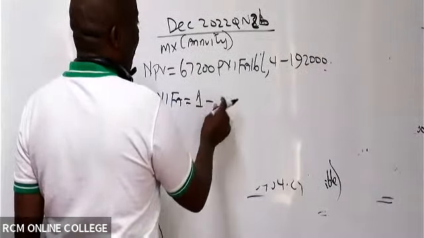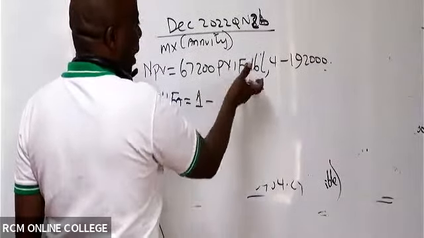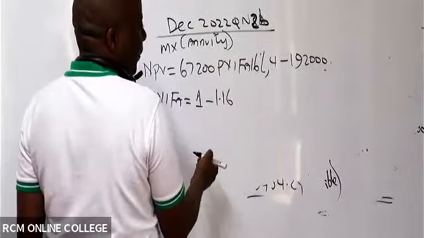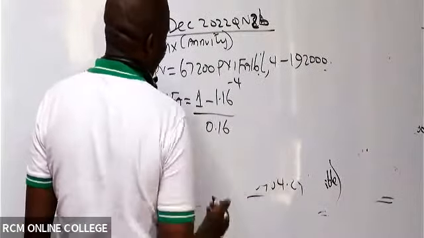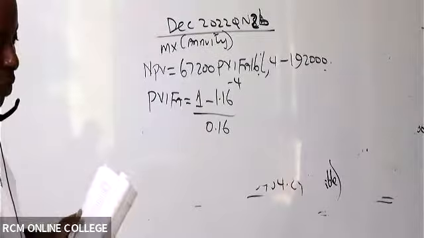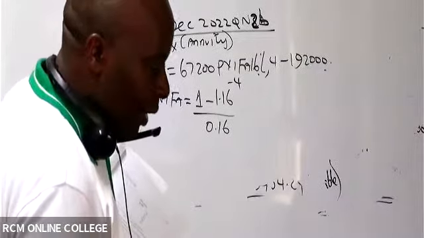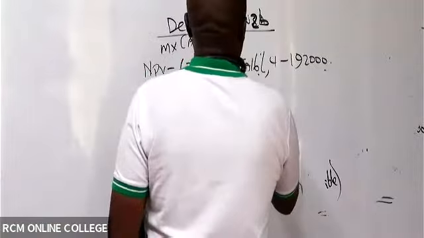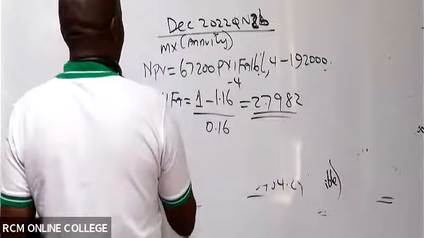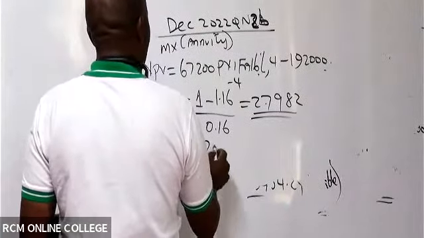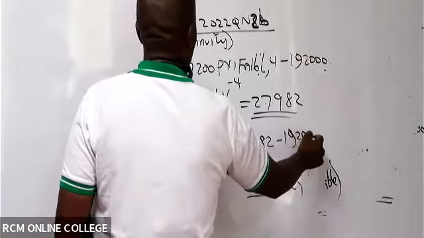Then come here and compute PV-FA. So PV-FA will be 1 minus 1.16 raised to the negative of the year, -4, all over the percentage the way it is. That's how we get PV-FA, the present value interest factor of an annuity, which in this case is 2.7982. So the net present value will be 67,200 times 2.7982 minus 192,000.